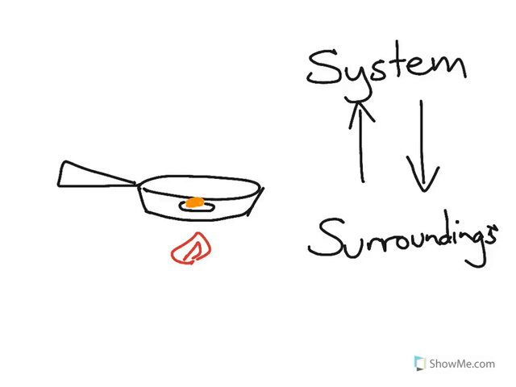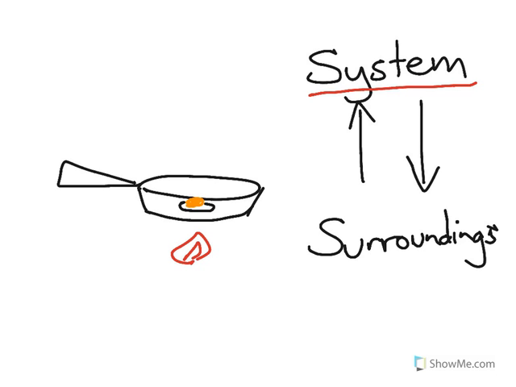Today we're going to take a look at what the system is and what the surroundings are for any chemical reaction that we're going to be doing in our class. Understand that when we're doing a chemical reaction, whatever we're observing at that moment would be considered the system. And then everything else around that would be considered the surroundings. Again, whatever we're testing would be considered the system.